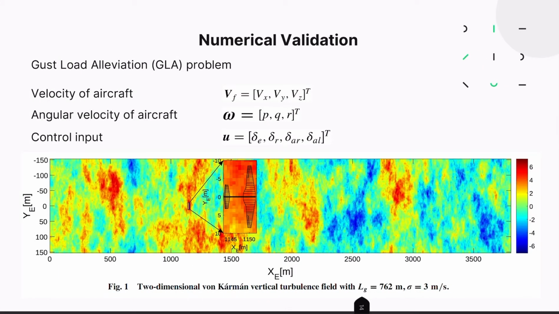The next page shows numerical validations from the paper. In this paper, the rigid aircraft gust load alleviation (GLA) problem is considered. The velocity of the aircraft is V, the angular velocity of the aircraft was denoted as sigma, and the control input was U. Here we have the picture of the turbulence field. The picture originates from the paper itself.